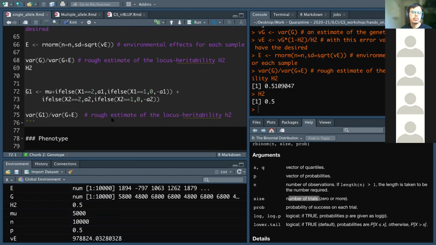But what happens if you want to estimate... Could you, there is one microphone that is open.